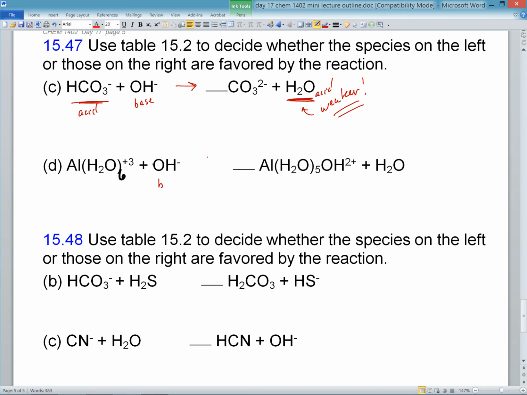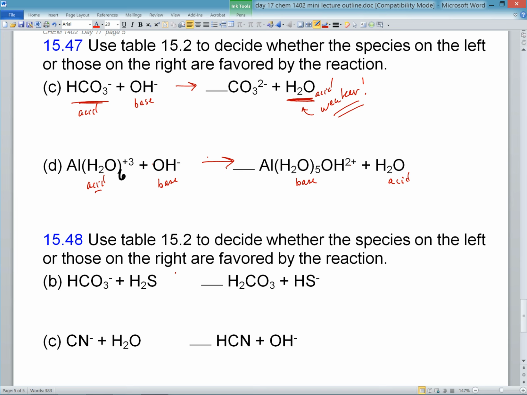How would you say aluminum hydroxide? This is aluminum hexahydrate. They call them hydrates. So if hydroxide is the base, that means this has to be an acid. So if this is an acid, this guy has to be a base on this side. Always point towards the weakest acid. Okay, so they're both pointing towards products.